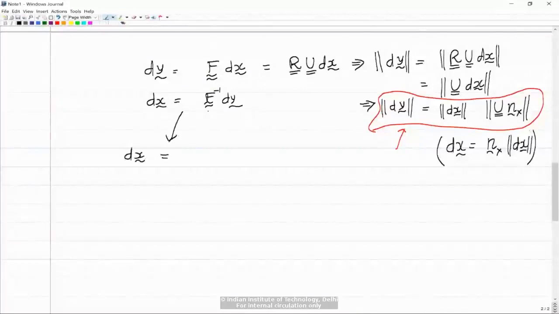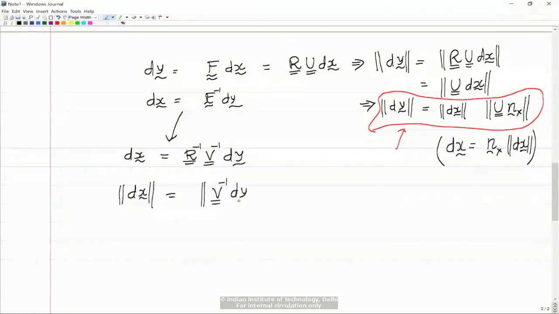dx is then, and if we use for F = VR, then F inverse is R inverse V inverse into dy. Okay, so if we now take the mod on both the sides, then dx is simply equal to V inverse dy.